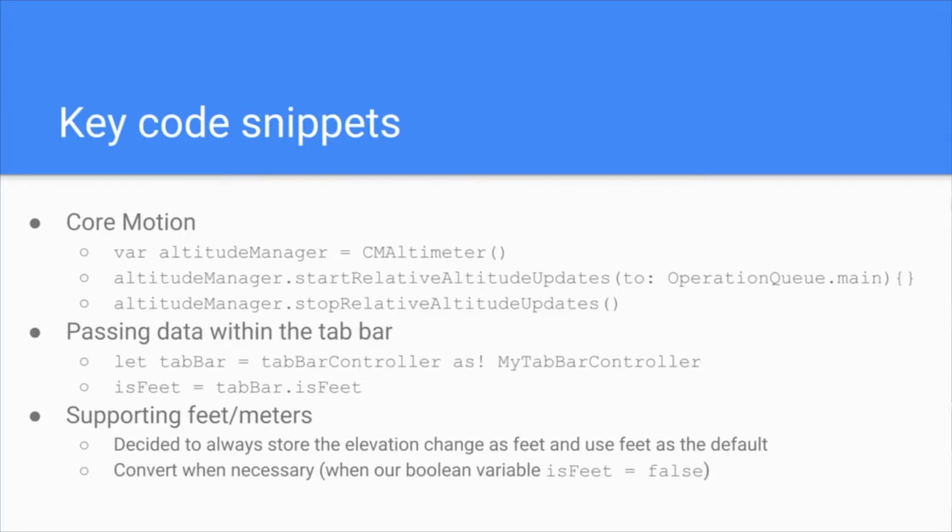So one of the main areas we focused on was Core Motion. So basically what we did is we established a CMAltimeter, and we established that in a variable we called altitudeManager. And basically there were two main functions we call along with that: startRelativeAltitudeUpdates and stopRelativeAltitudeUpdates.